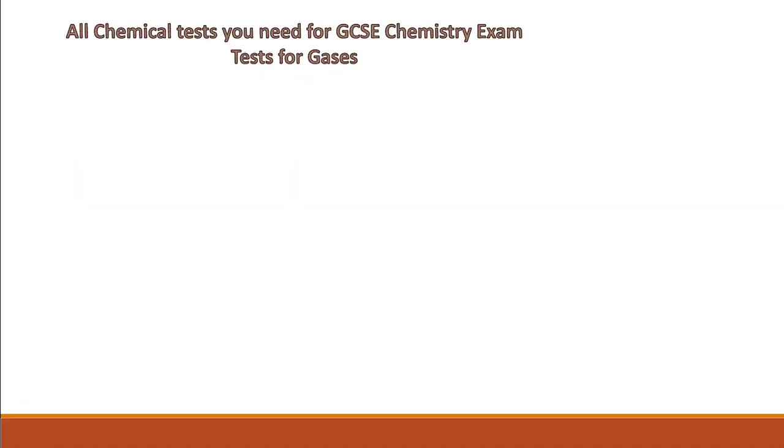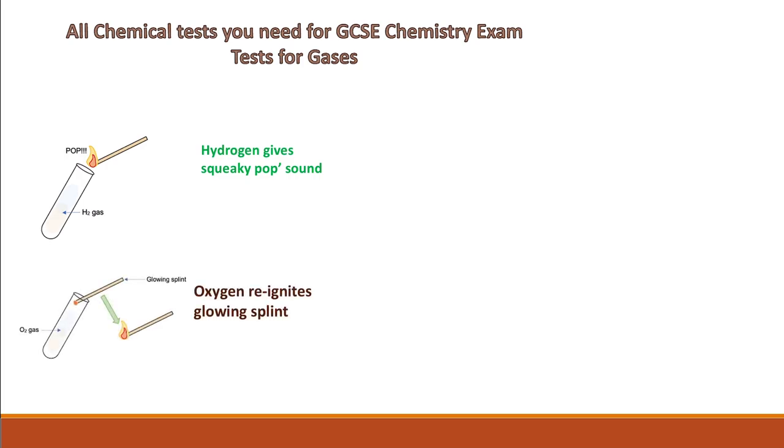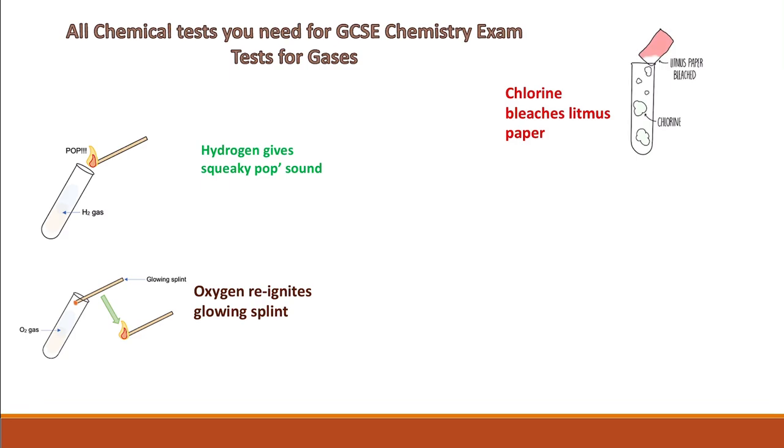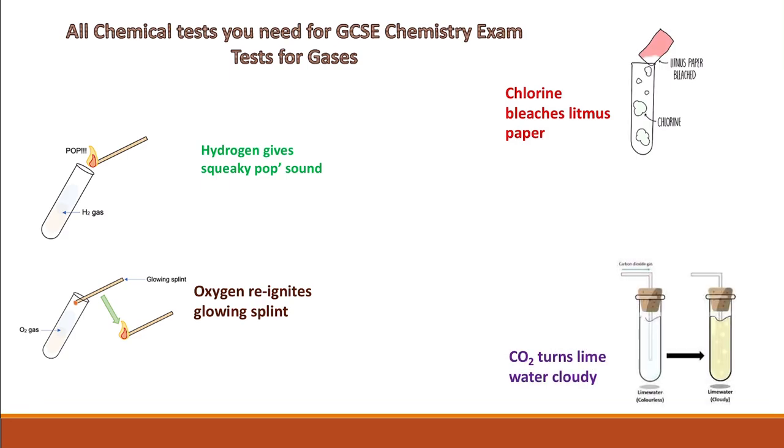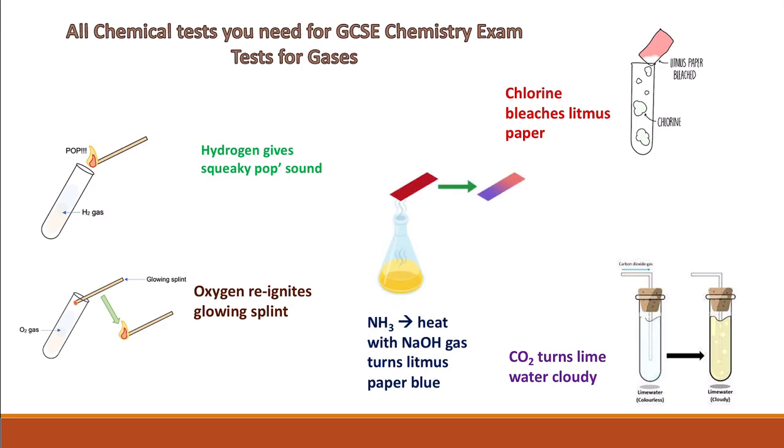So all the tests that you need are: first, test for gases. Remember that hydrogen gives a squeaky pop sound with a burning splint, and oxygen reignites a glowing splint. Chlorine will bleach litmus paper, and carbon dioxide will turn lime water cloudy. And then ammonia: when ammonium compounds are heated with sodium hydroxide, a gas will be produced, which is ammonia, which will turn litmus paper blue.